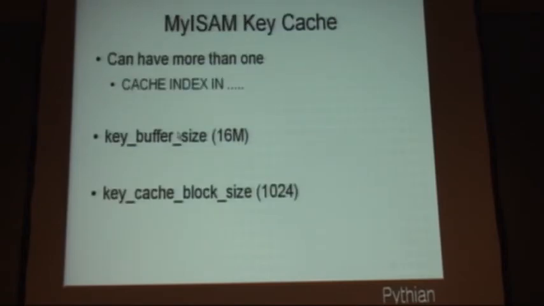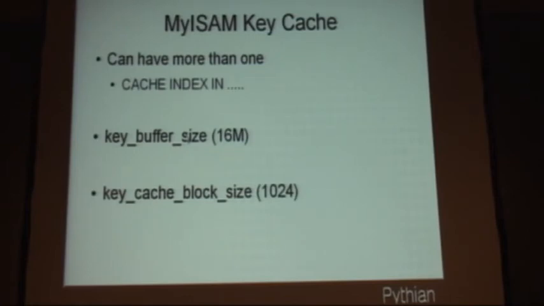MyISAM key cache. We talked a little bit about it before, but one of the neat things about the MyISAM key cache is that there's a global one, but you can also have more than one. Basically, you can have what are called named key caches. The global one is set with key buffer size and key cache block size. A buffer is a cache, so don't be fooled by the fact that MySQL likes to be inconsistent sometimes. The block size is 1K and the whole buffer size is 16 megs.